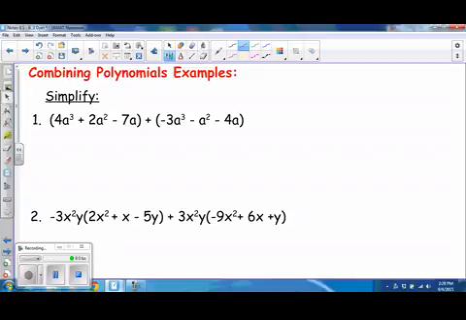Now that we got through all the fun stuff, let's get to the really fun stuff. Four a to the third plus 2a squared minus 7a, all of that plus negative 3a to the third minus a squared minus 4a. So we're adding polynomials. This is what they should be writing down, right? Yes, this is what they should be writing down. Absolutely.